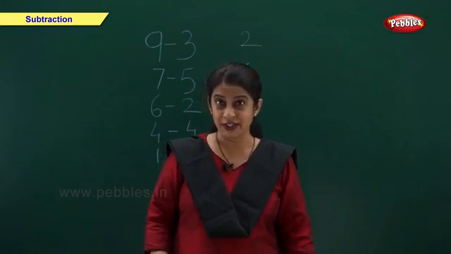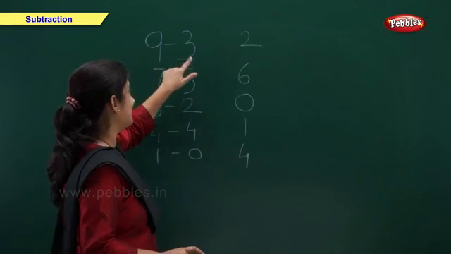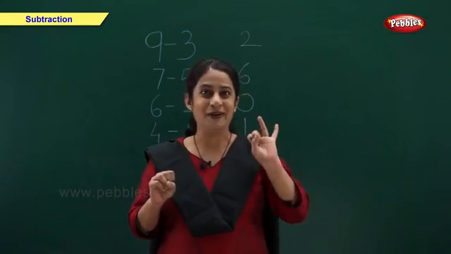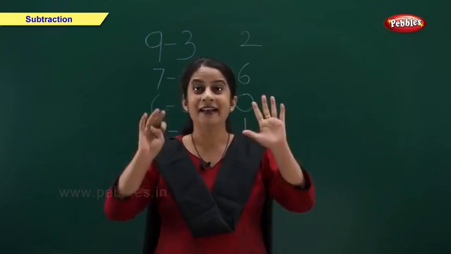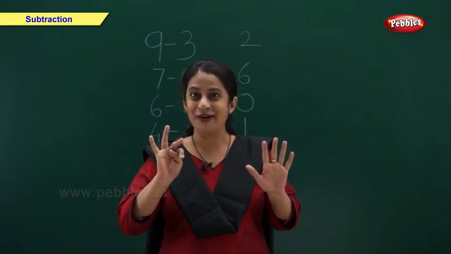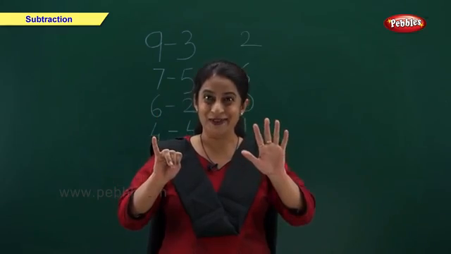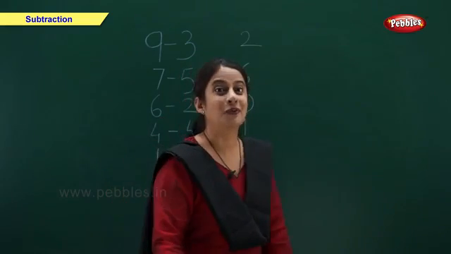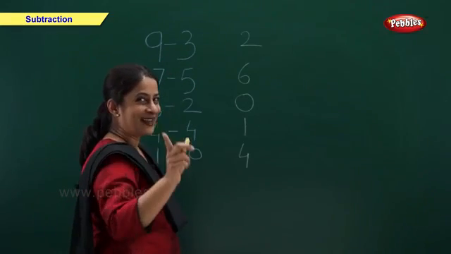Now let us do subtraction and match the columns. We have 9 minus 3. So let's count and find the answer. 1, 2, 3, 4, 5, 6, 7, 8, 9. So now we will minus 3. 1, 2, 3. How many fingers left? Let's count. 1, 2, 3, 4, 5, 6. So friends, 9 minus 3 is equal to, you are right, 6.